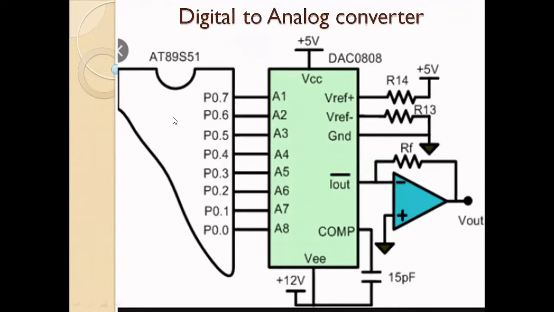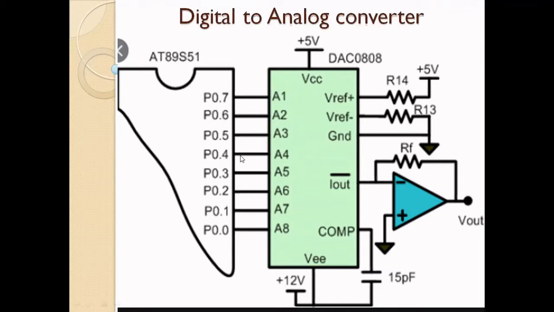To the 8051 microcontroller, we are giving a digital input, for example 00001111. That is an 8-bit number. I am going to give a digital 8-bit number, and that is given to the input of the digital to analog converter. This is called a digital input.